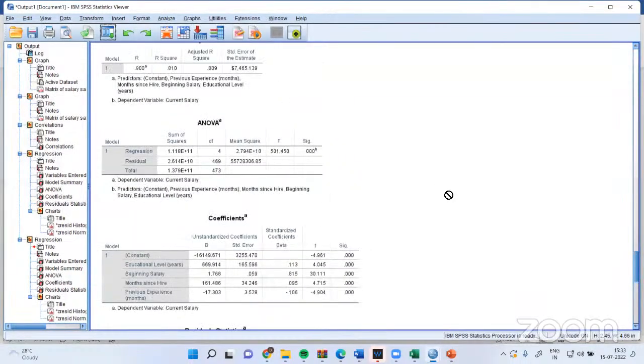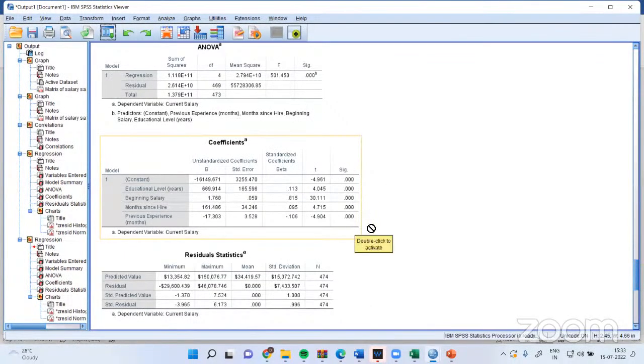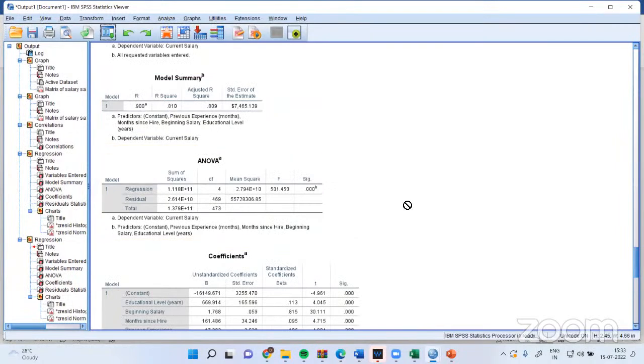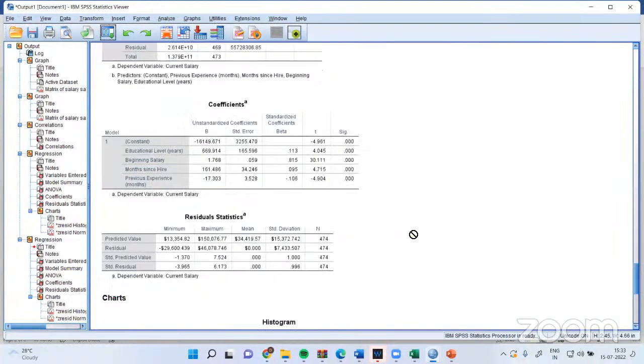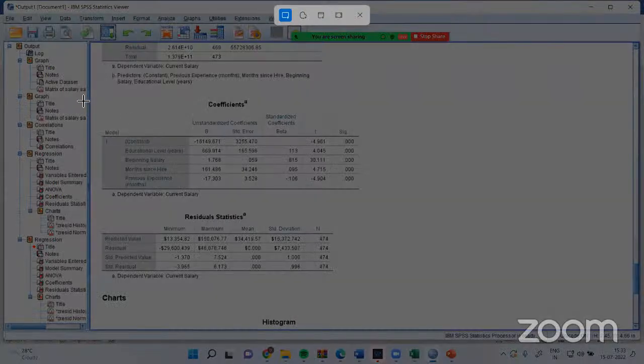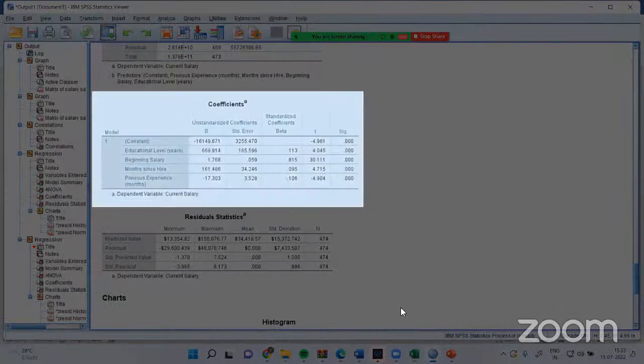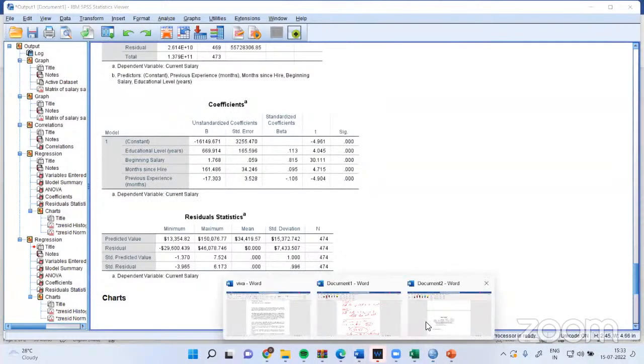Now let us evaluate the things again. ANOVA significant, yes. Individual coefficients significant, yes. R square good, yes. So this is an appropriate model. Now how will we interpret this model? Okay, again go back here. I'll take this into the Word file.